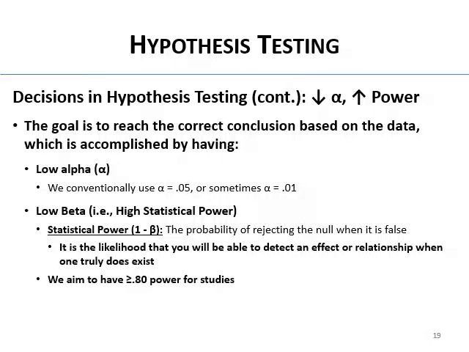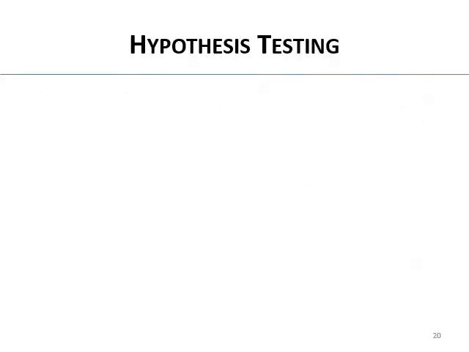So it's a likelihood you'll be able to detect an effect or a relationship when one truly does exist. So there's a goal for this. Not only do we try to keep alpha no more than 0.05, we try to have statistical power of 0.8 or higher. So again, everyone hates decimals, so scooch the decimal over. We want 80% power, right? At least in our dissertation. And we will talk about how you do that.